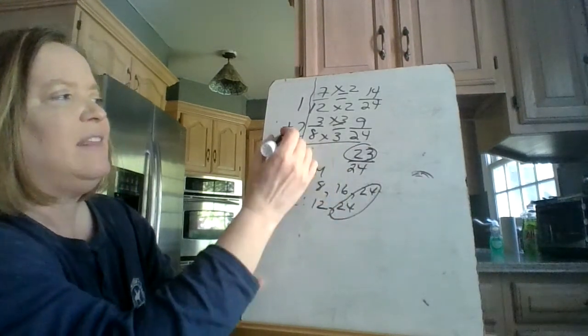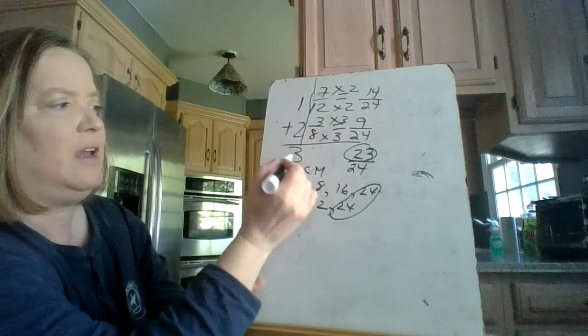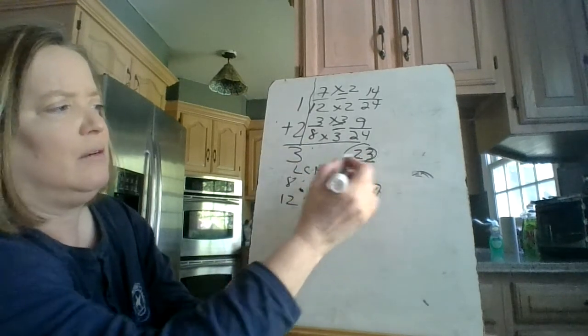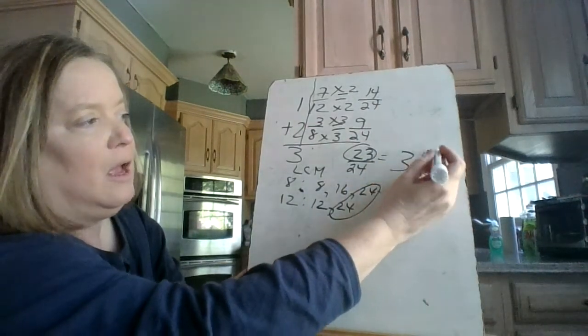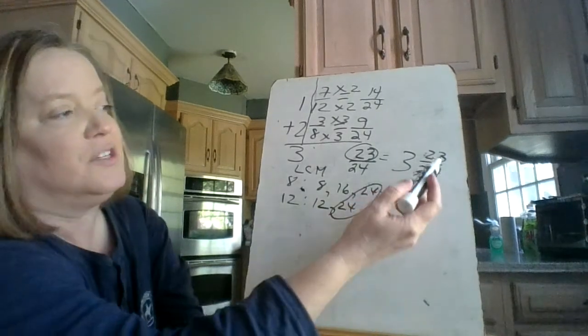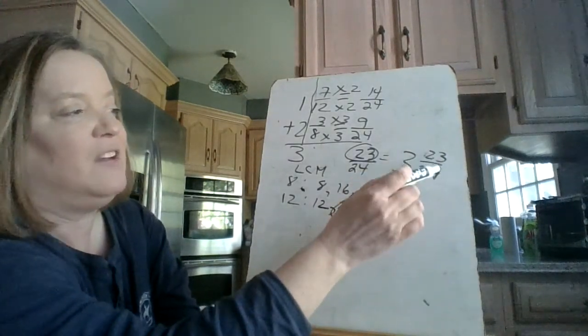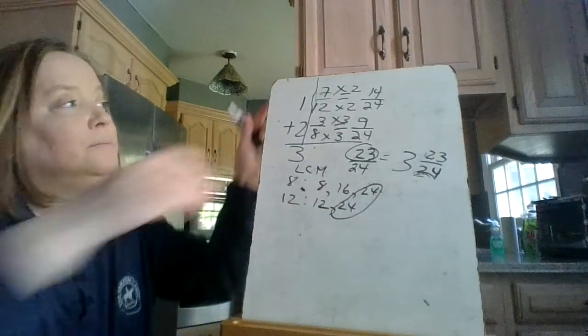Okay? And then when I go and I add my whole numbers, 2 plus 1 is 3. So my final answer here, they're a little bit separated, so I'll put them together, would be 3 and 23/24. And again, this is in lowest terms because it's prime, and also I don't have an improper fraction here, so I don't have to divide. Let's try another one.